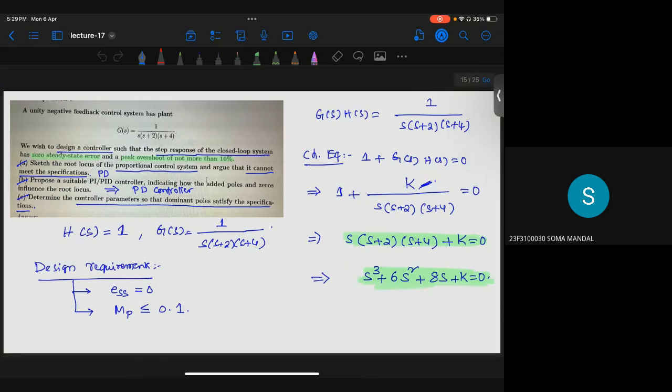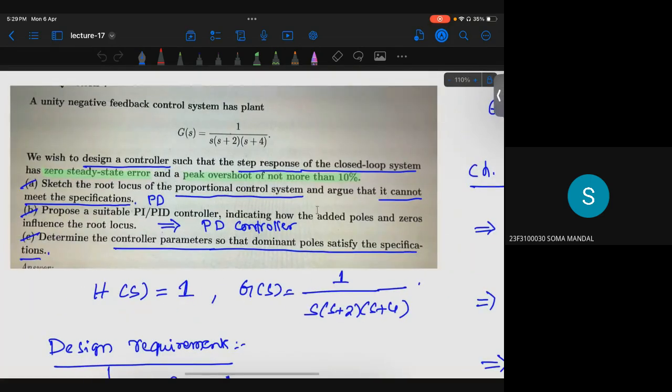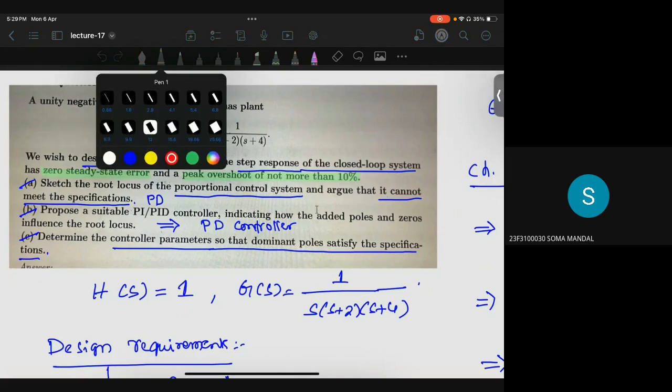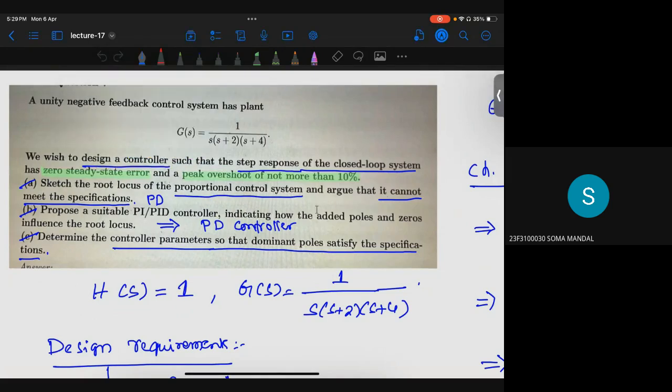Now let us see this example: how to do the controller design based upon the root locus. I'll read this problem statement first. It is a unity feedback system, so that means H of s is 1, and the plant transfer function G of s is given to you.